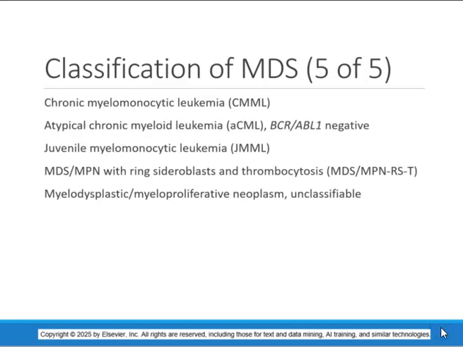Atypical CML, in other words, it doesn't have the Philadelphia chromosome, it's negative. Juvenile myelomonocytic. MDS/MPN with ring sideroblasts and thrombocytosis, and then unclassified. So you can see now we're getting in the gray area. It's just the more information you can obtain, better testing done, better diagnosis, better treatment. It all depends.